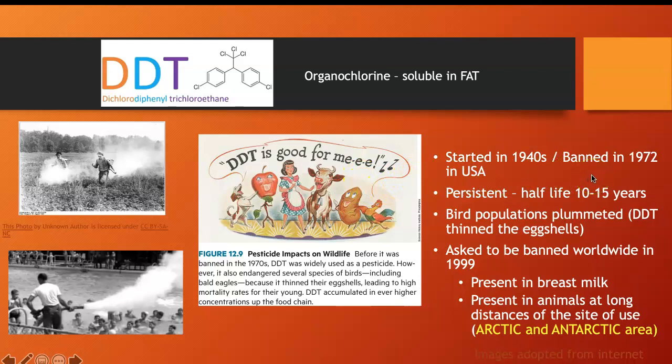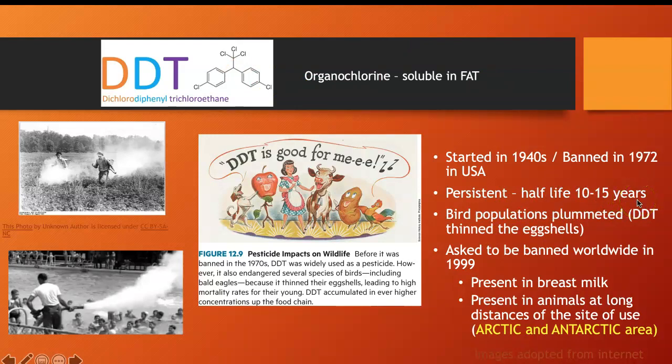But it was soon banned in the United States in 1972 because people found this chemical is persistent. Look at the structure here. It's a very hydrophobic chemical structure. It means it's more soluble in fat than in water. And it's very persistent, with a half-life of 10 to 15 years.